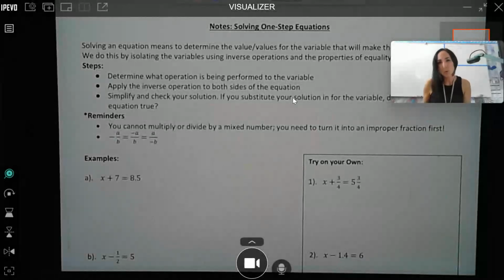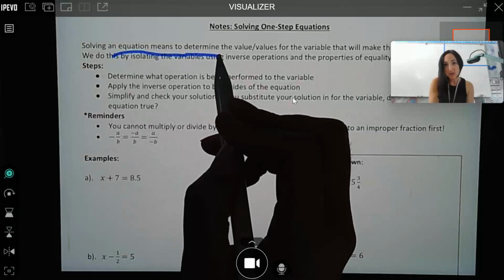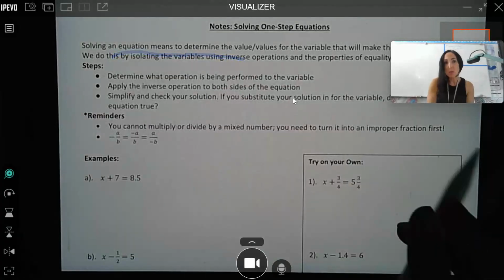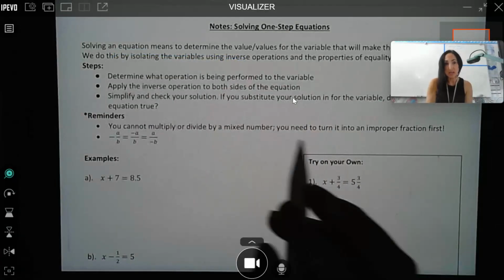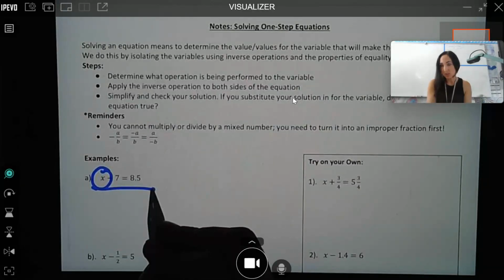Hey guys, we're going to solve one-step equations today. So solving an equation means to determine the value of the variable that will make the equation true, meaning I plug in this number for x and it makes this sentence true.